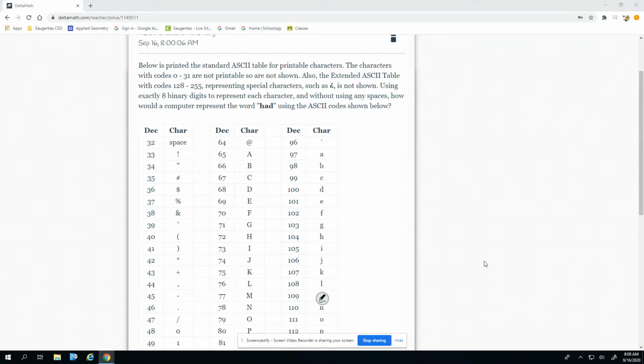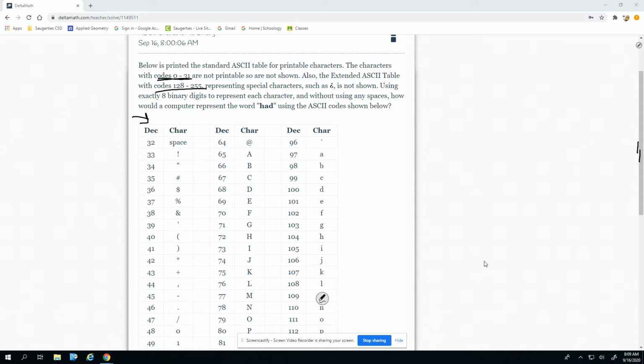Okay, so this video is about ASCII, which is the way that we take letters and represent them on computers. It says below is printed the standard ASCII table for printable characters. The characters with codes 0 through 31 are not printable, so there are other types of things that come before here on the table. Also, the extended ASCII table with codes 128 to 255, representing special characters such as the upside down question mark, is not shown.